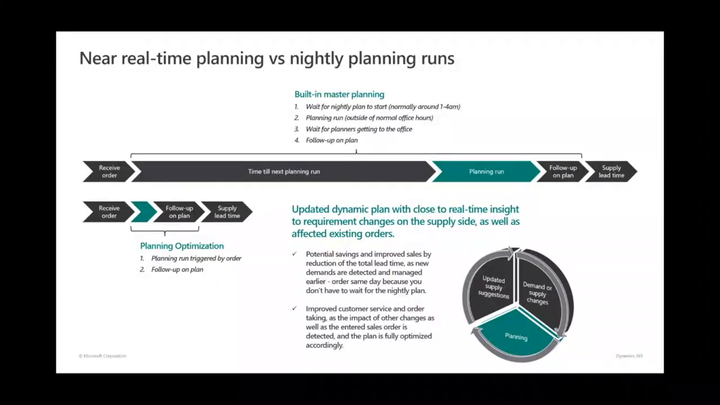So that gives you a huge opportunity of an updated dynamic plan, which is close to real-time insights into required changes on the supply side, as well as on existing orders. So every order you're creating, every requirement you're creating will be taken care of directly, near real-time and not at night. So that's a potential saving you're getting. You have improved sales by reducing the total lead time. It means you can easily ship your products faster because you know where it's required. You do not need to wait until the nightly plan is done. Okay, so that's the idea.